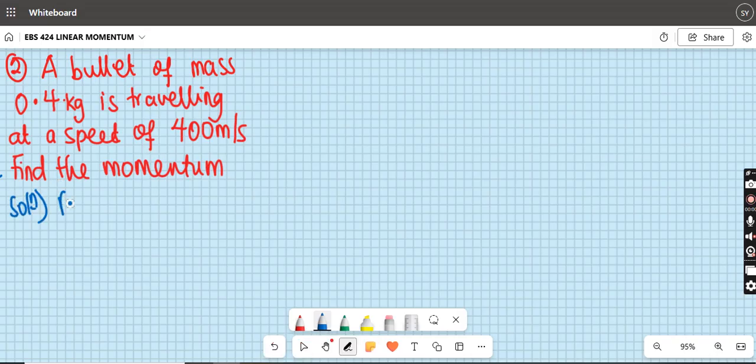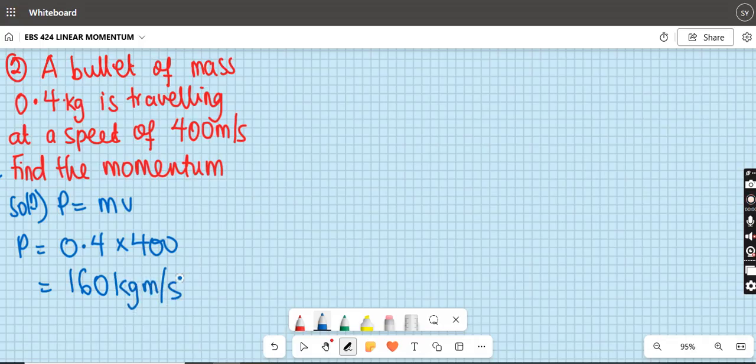We know that P is equal to mv, so our P will be 0.4 times 400. When we multiply 0.4 by 400, we are going to have 160. 160 kilogram meters per second.